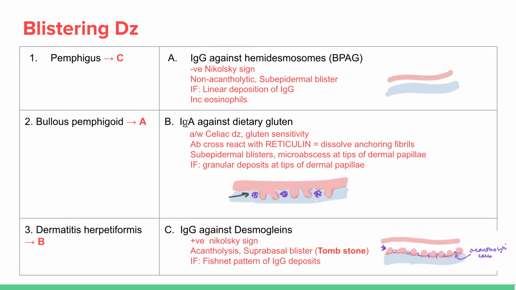And the last one is your dermatitis herpetiformis. Dermatitis herpetiformis, you see IgA antibodies this time against dietary gluten.